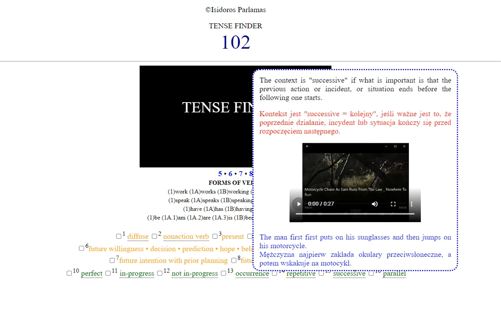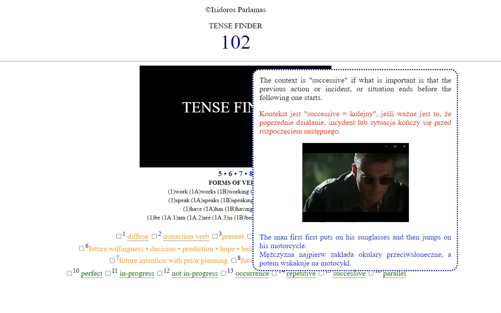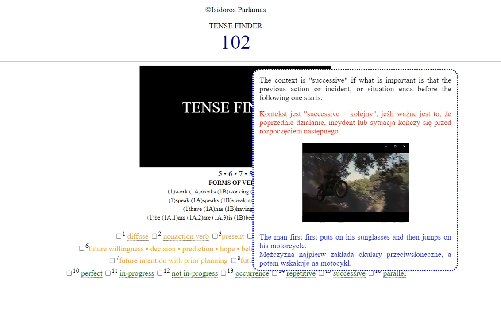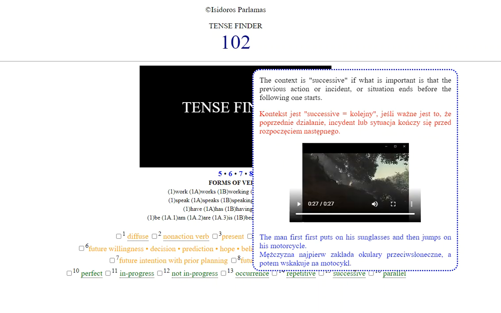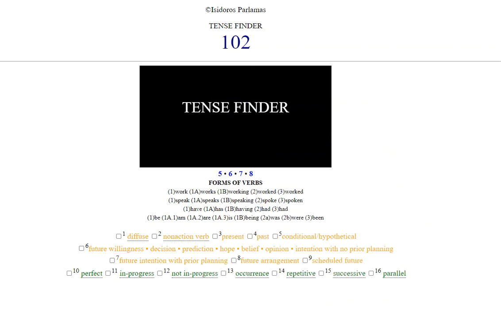So let's watch the video here. He put on his glasses and then jumped on the motorcycle. Okay, so the man first put on his glasses and then jumped on his motorcycle. Okay, and this is successive, and that takes simple tense. Okay, let's do number 5 here.